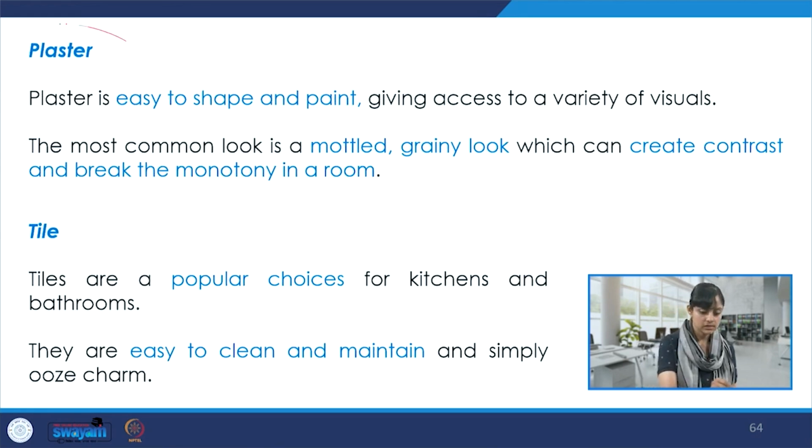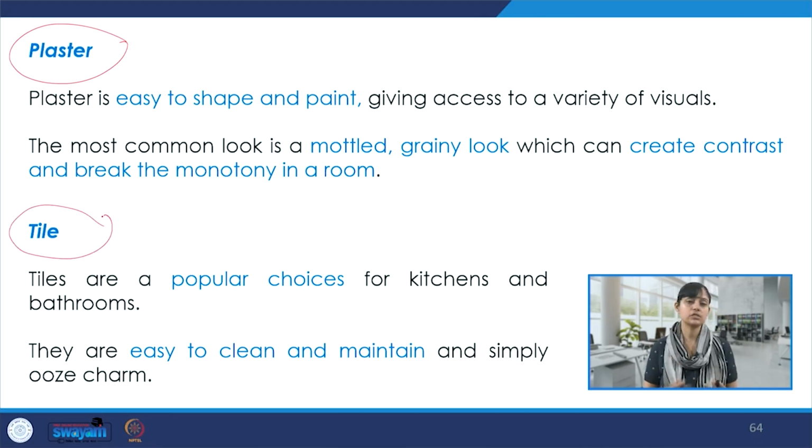Of course, plaster is used for surface treatment. It's easy to shape and paint. It can provide different kinds of looks. It can break the monotony in a room, and of course, it does provide a lot of protection to the surface underneath, like we try to understand during the process of plastering.